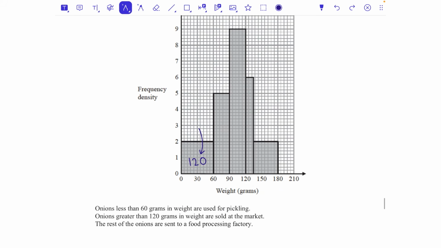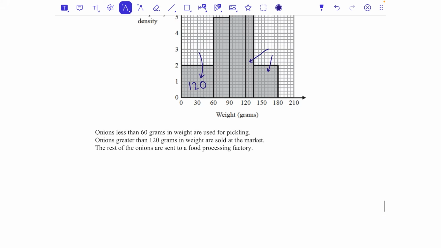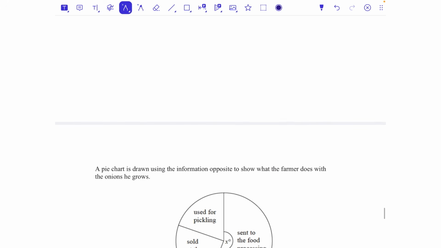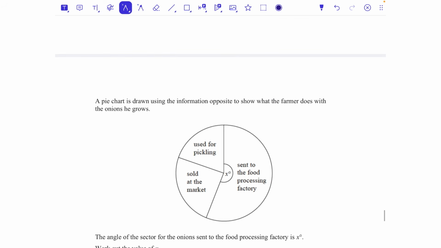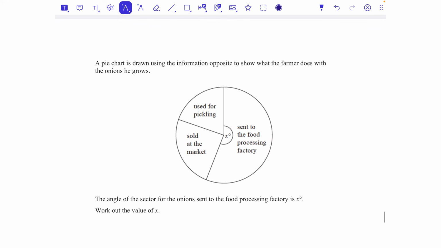Onions less than 60 grams in weight are used for pickling. So that's the ones we just looked at. Onions greater than 120 grams in weight are sold at the market. So that's going to be these 2 bars up here. They're going to market. The rest are sent to a food processing factory. And then a pie chart is drawn using the information opposite to show what the farmer does with the onions he grows. The angle of the sector for onions sent to a food processing factory is X. Work out the value of X.